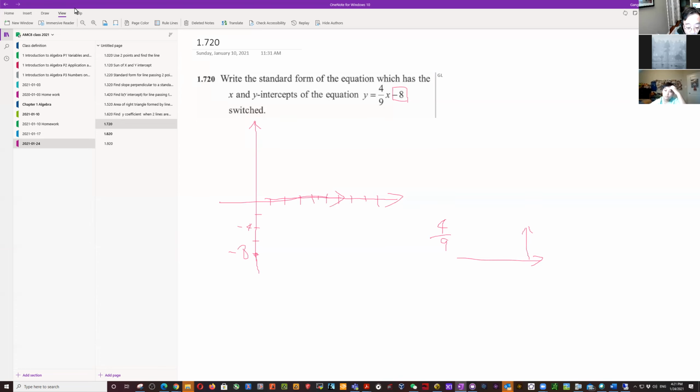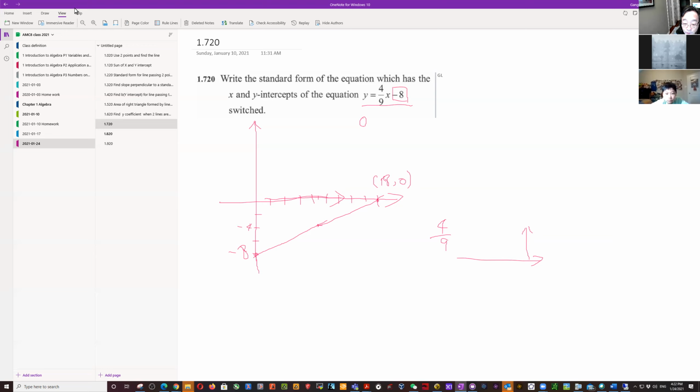So for every 9, it's going to rise 4. So we know that it's going to hit the other axis at 18. So 18 and 0. So basically this line, if we draw it this way, and I can also verify that the y-intercept is -8. It's naturally, you can already tell it. And I can find 18 by just setting y equal to 0.